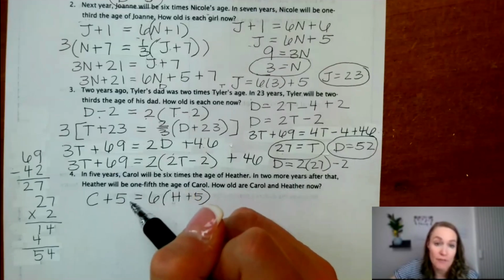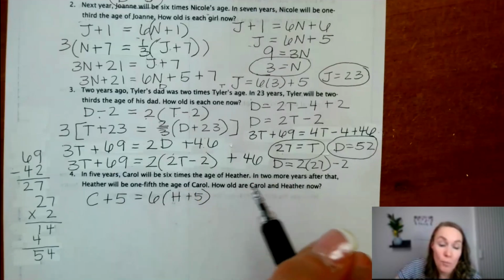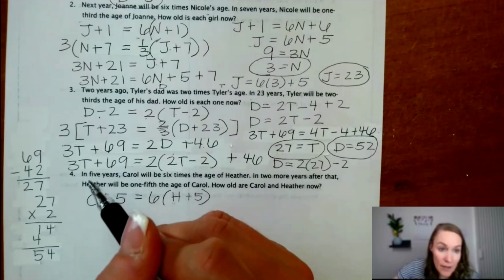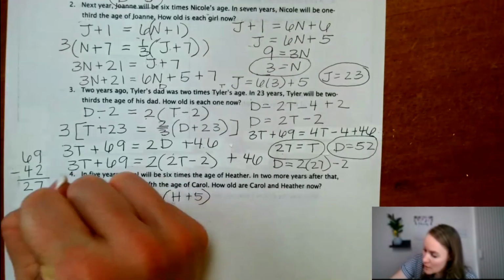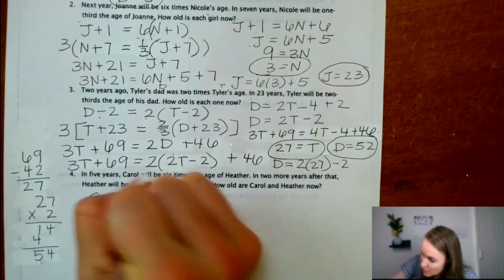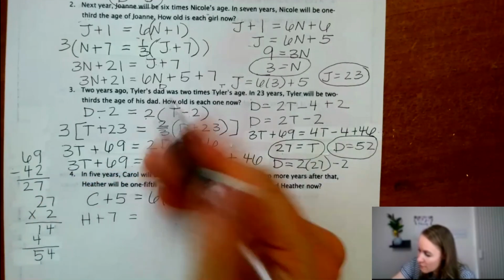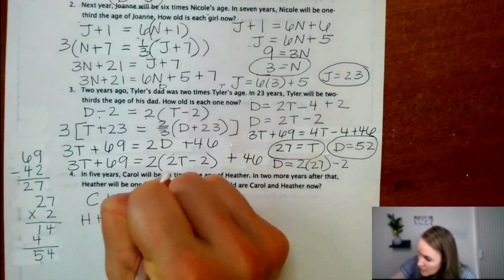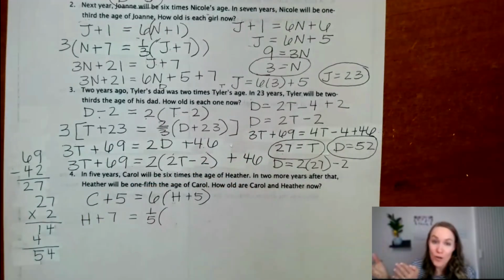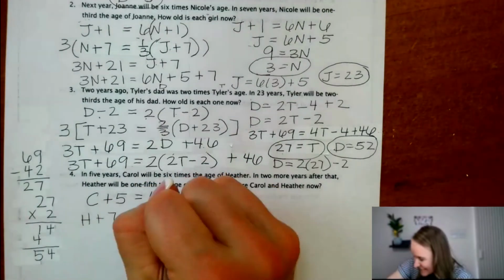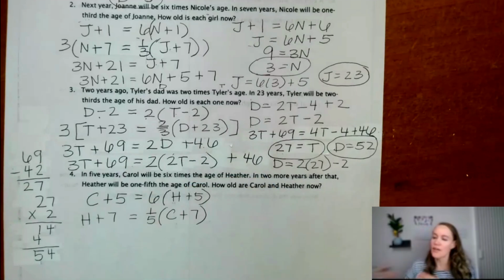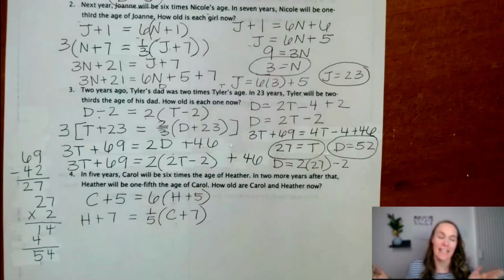So 2 more years after 5 is 7. So +7. Heather plus 7 will be 1/5 the age of Carol plus 7. How old are Carol and Heather now?